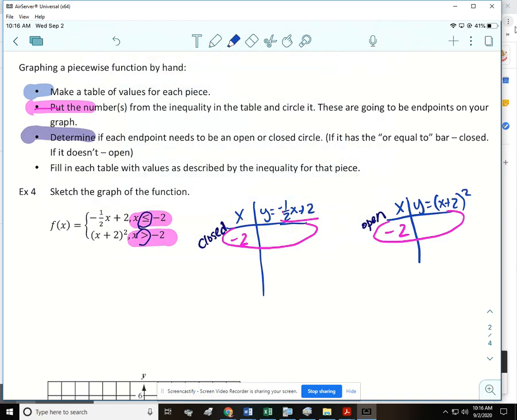All right. And then we are going to fill in the table of values as described by the inequality for that piece. So for the first piece, the x's need to be less than or equal to -2. Now this is kind of a more difficult piece because we have that 1/2. So we could put -3, -4, but because it's a fraction, I am going to put -4, -6. I don't want to deal with decimals. That doesn't come up every time, so don't let that stress you out. All right, for our second piece, we want x's that are greater than -2. So greater than -2 is going to be -1, 0.